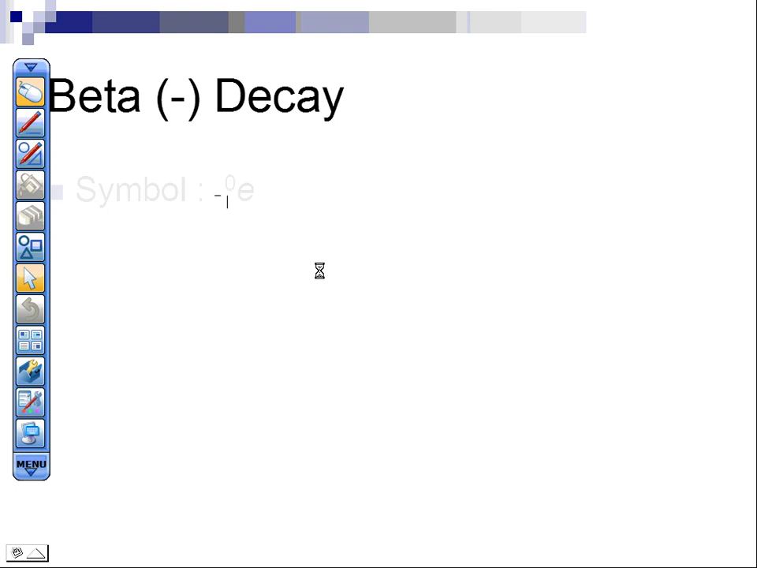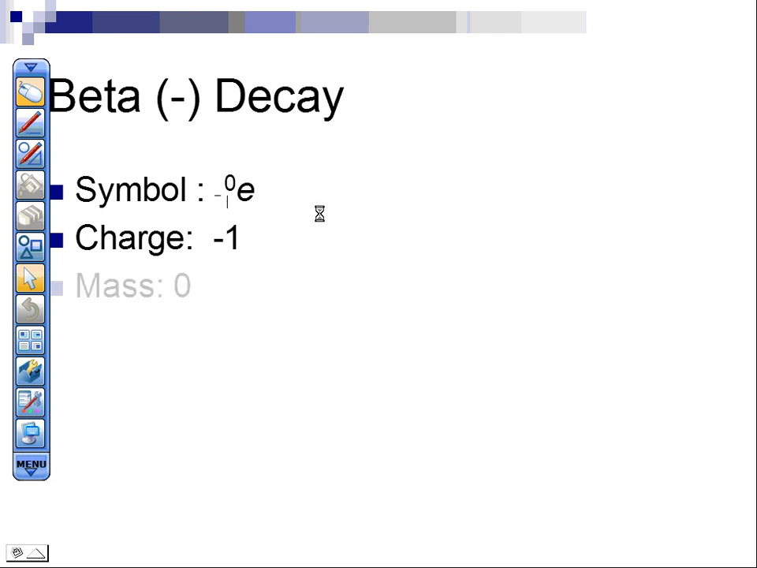The very first one is called a beta minus, and its symbol is 0, -1e. So this is the symbol you need to know for beta minus. It has a charge of -1. This bottom number here is the charge. It has a mass of 0. That top number, the 0, is its mass.